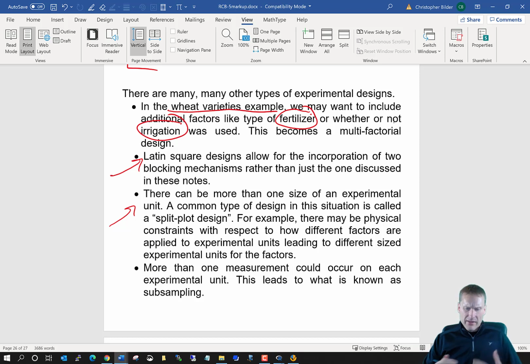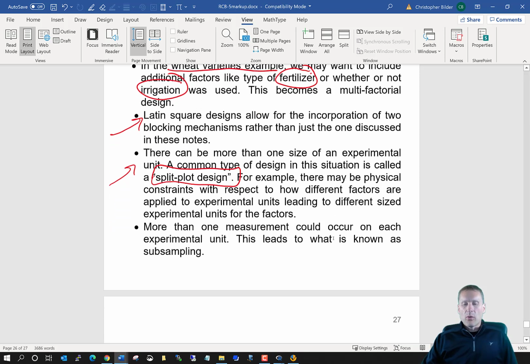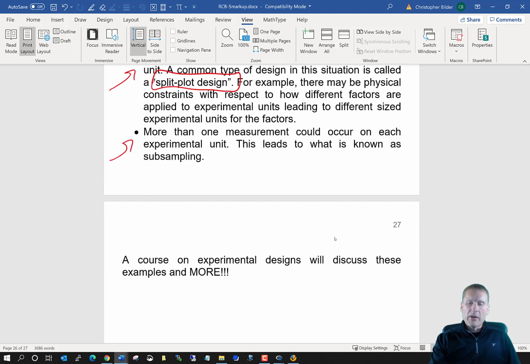Then there also might be situations where, let's say, there are different sizes of experimental units for corresponding factors. In this particular case, typically what these are called, there are other varieties, is what's called a split plot design. Again, this name comes from agriculture. So, for example, there may be physical constraints with respect to how different factors are applied to the experimental units, leading to different size experimental units.